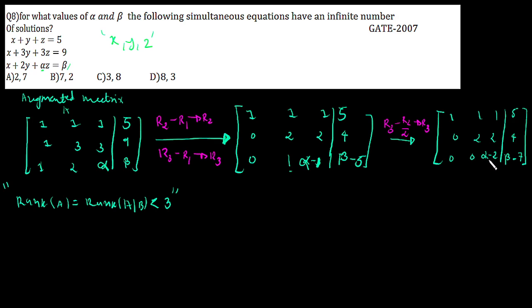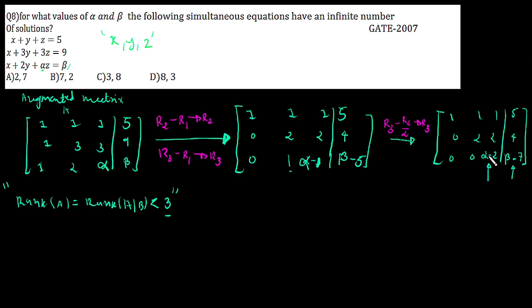So now if I want to make this third row's entries all 0, then this condition is going to hold. If I make this element 0 and this element 0, then this matrix has two non-zero rows. Then I can say the rank of this coefficient matrix and augmented matrix is 2, which is less than the number of unknowns, in this case 3. So this matrix will be rank deficient for some particular values of alpha and beta, and I have to find out for what values of alpha and beta this matrix will be rank deficient.